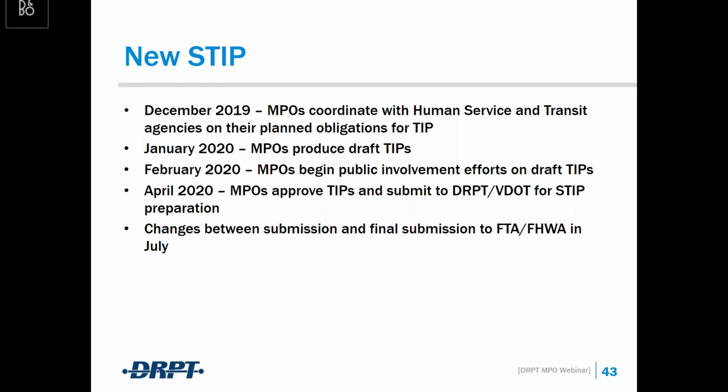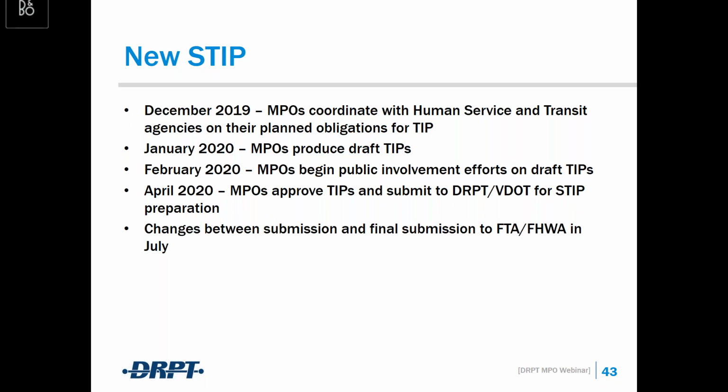Just so you know, the DRPT portion of the STIP is made up of all the TIPs in the area, transit portions. And the reason why our process is slightly different is because we have grantees that are spending your human service and transit money, and not DRPT. Whereas on the VDOT side, VDOT's the one spending the money. So that's why we encourage you to go out and have a relationship and conversations with your human service agencies and transit agencies to find out what they plan on spending the money on in the next 4 years.